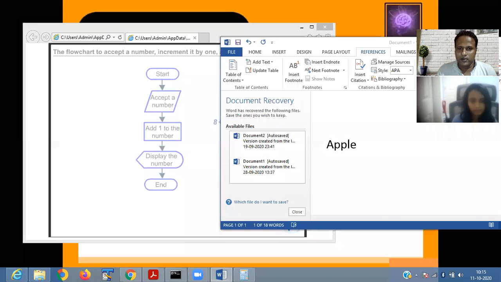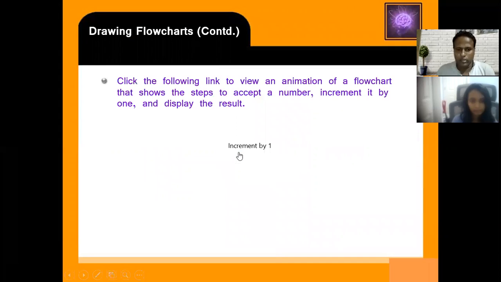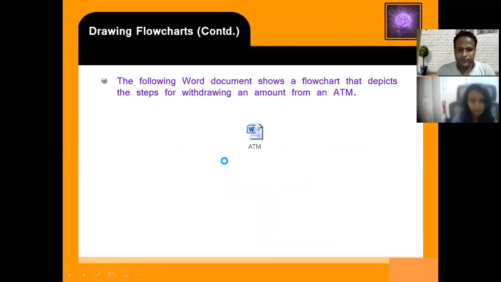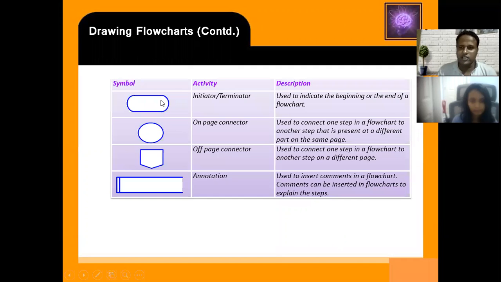Okay. So now I am going to other symbols that we have not covered. This is a flow line, which connects all the symbols. This symbol is called the starting and ending symbol, the initiator and terminator of a flowchart. This is called the on-page connector.